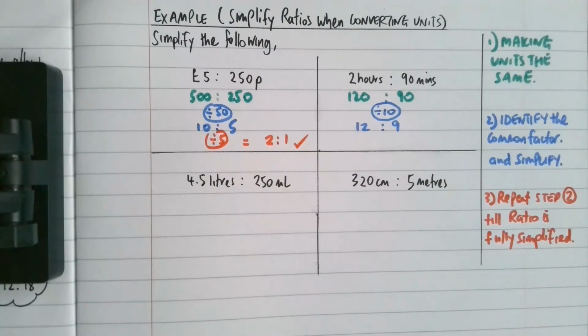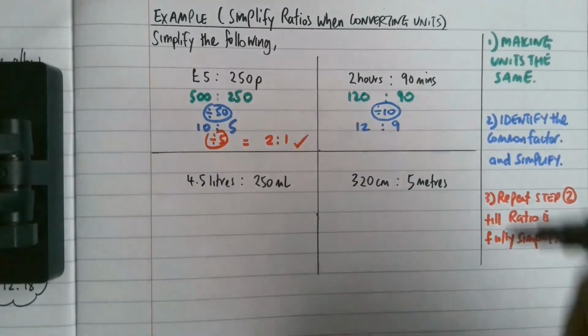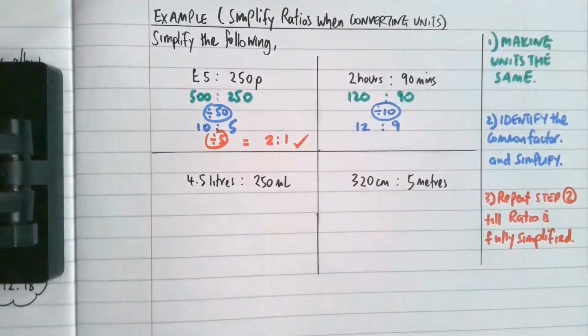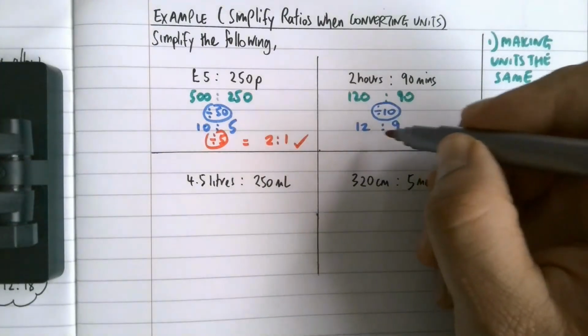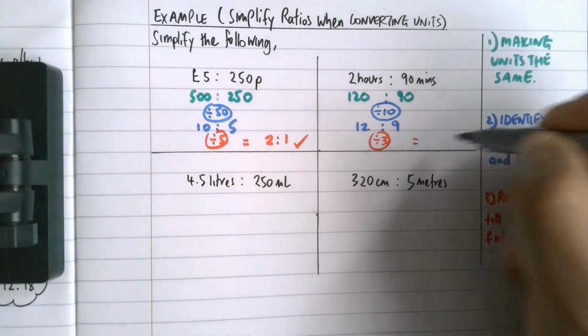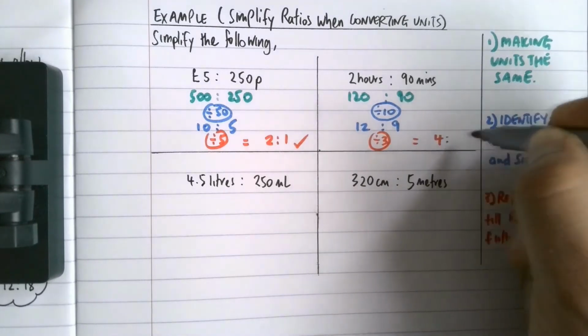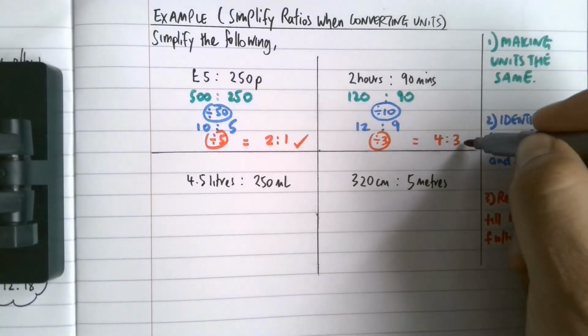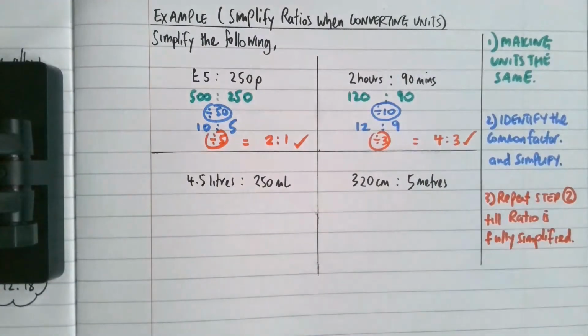We end up with 12 to 9, which is still not fully simplified, so I'm going to simplify further again, which is repeating step number 2, and that's going to leave me with 4 to 3, because 3 was a common factor of 12 and 9, and when we reduce 12 and 9 by 3, we get 4 to 3.